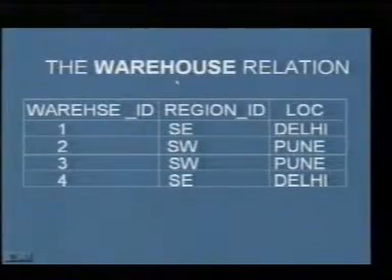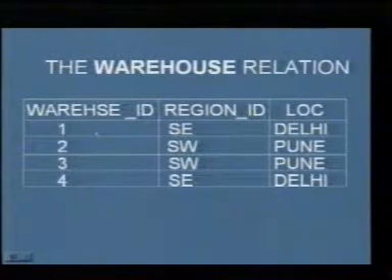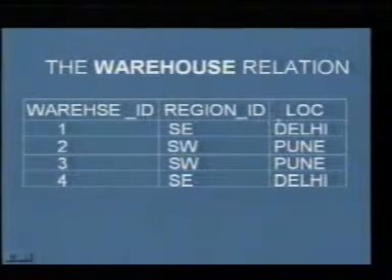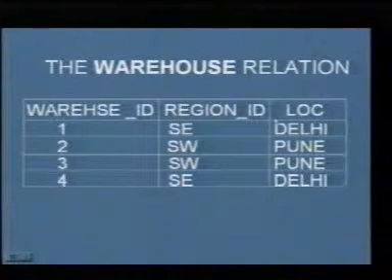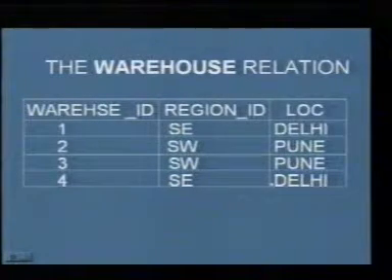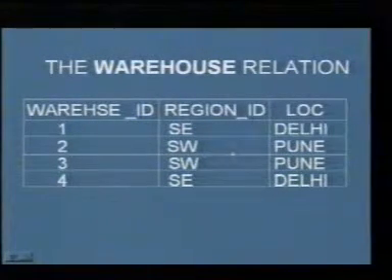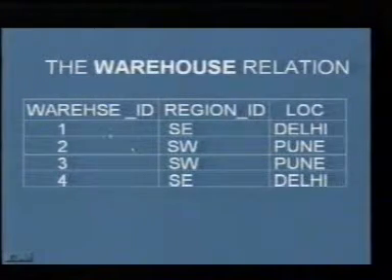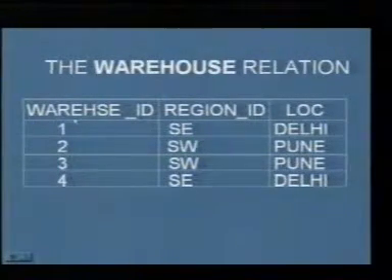Let us understand these two properties with this example. This is an example of a warehouse relation. It has three attributes: warehouse ID, region ID, and location. We can see from this relation that the values of warehouse ID are all distinct. But in the case of region ID and location, the values are repeating in two cases. That's why in this case the warehouse ID is the candidate key of this relation.